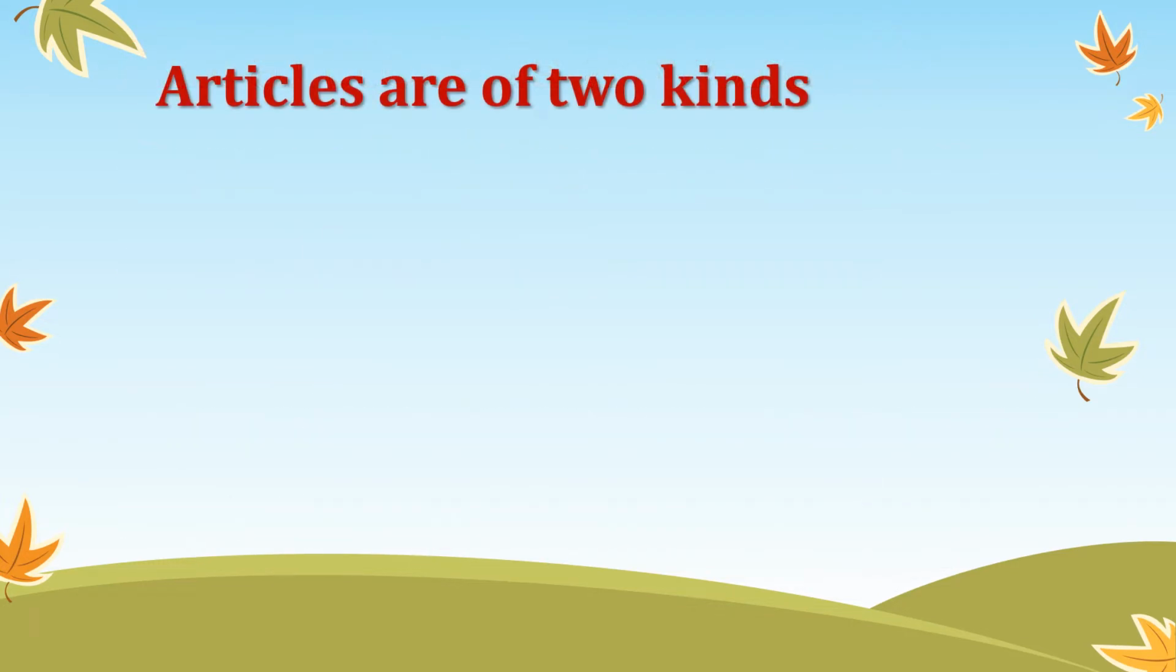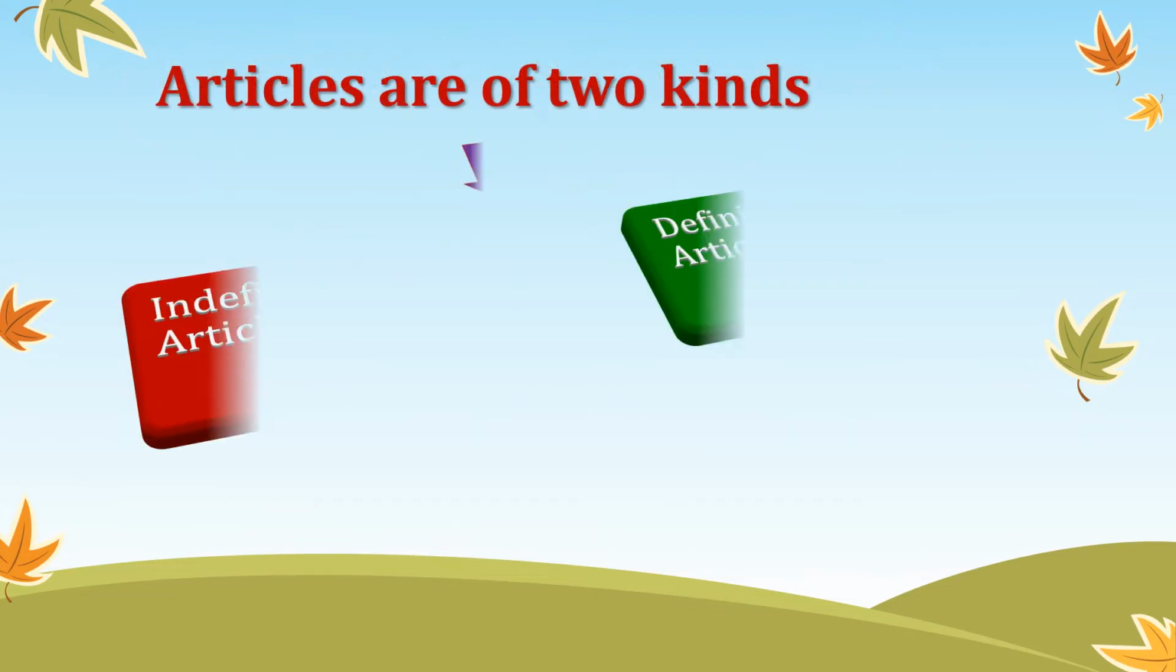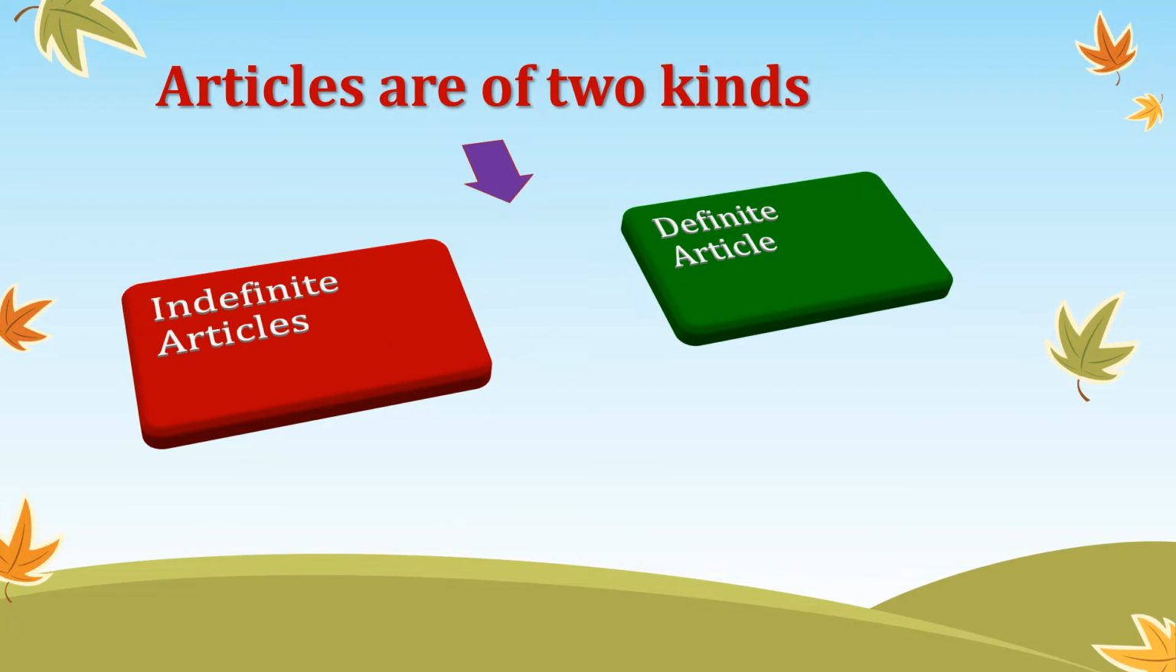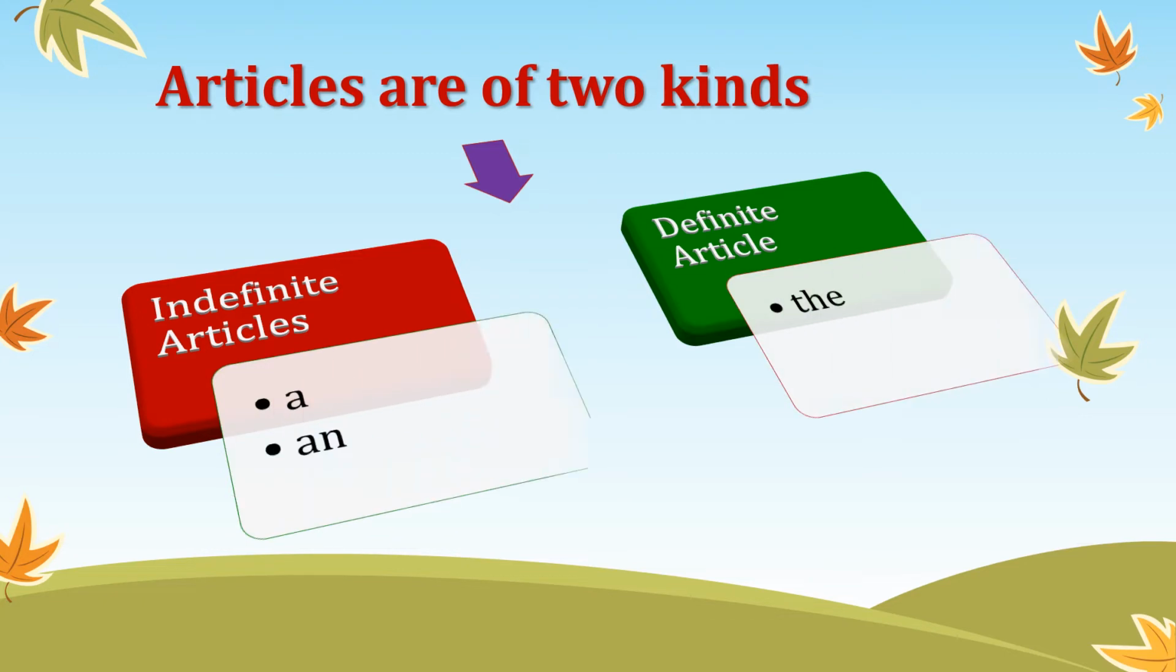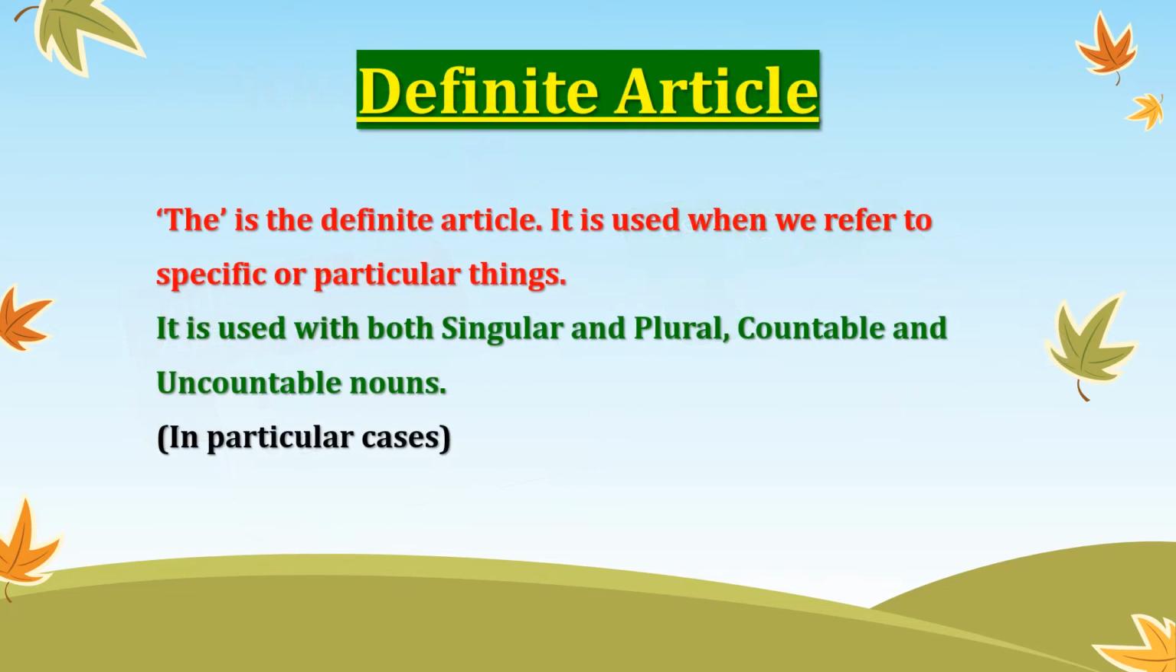There are two kinds of articles, indefinite articles and definite articles. There are two indefinite articles, a and an, and there's just one definite article, the. Definite article means to particularize. And there's just one definite article, that is the.